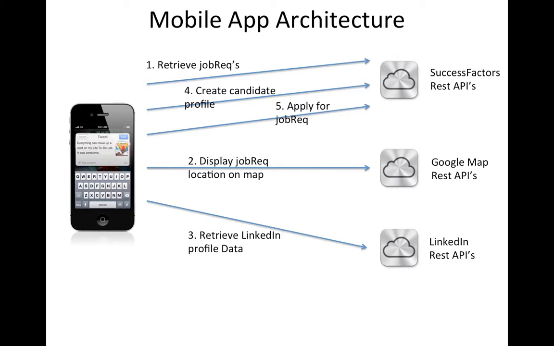Finally, I just want to say that the mobile platform today is a hotbed for integration and innovation. In terms of integration, not only can we have integration to SuccessFactors, Google Map, LinkedIn, but we can also integrate with Facebook, Twitter, Foursquare, and the other social sites using REST API. Second, Google Map geolocation API is a window of opportunity to create new innovative features and applications.